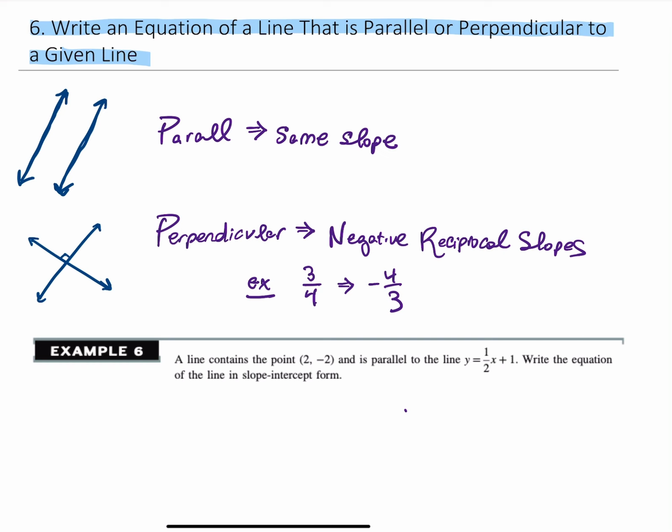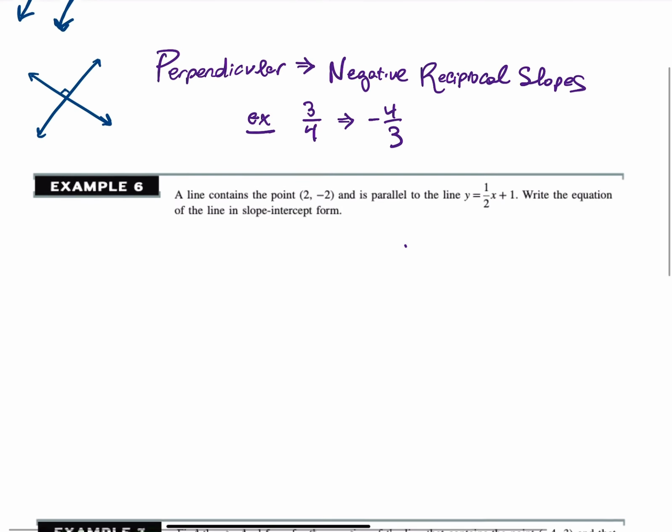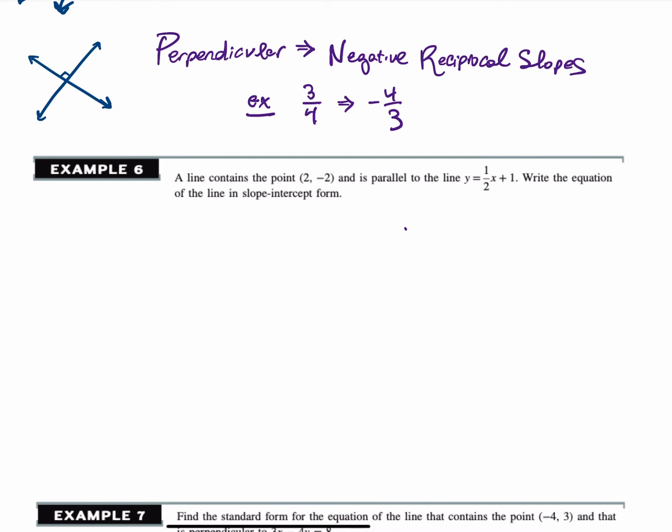So let's see a couple of examples here. Oh, looks like I need to erase a little bit. All right, sorry, 1 second. Just cleaning up our second example. Okay.